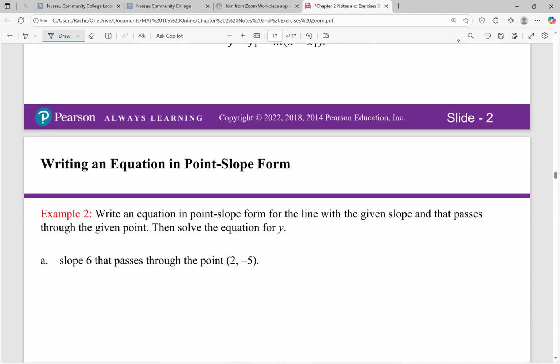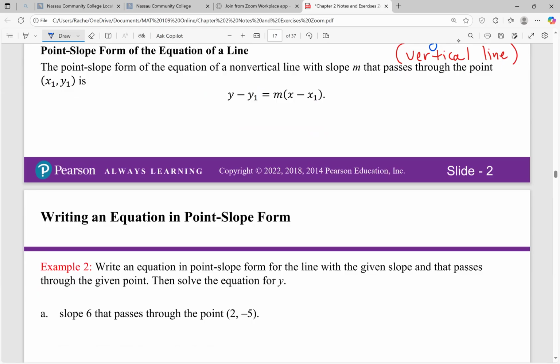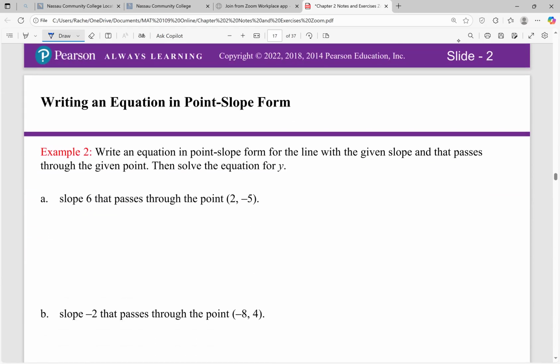So let's practice writing an equation in this point slope form. And I'll write it again over here. So we have y minus y1 is equal to the slope times x minus x1. So look at example 2. Write an equation in point slope form of the line with a given slope that passes through the given point, and then we'll solve for y. So we'll rearrange it so we are in y equals mx plus b form.